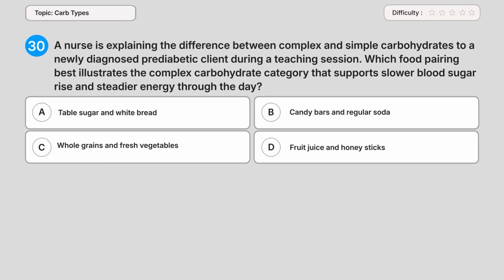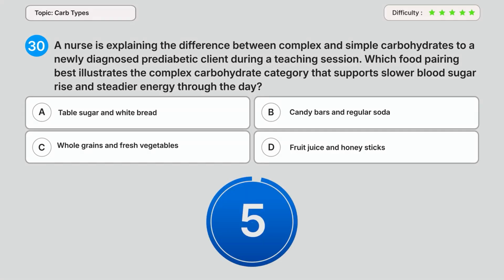30. A nurse is explaining the difference between complex and simple carbohydrates to a newly diagnosed pre-diabetic client during a teaching session. Which food pairing best illustrates the complex carbohydrate category that supports slower blood sugar rise and steadier energy through the day? A. Table sugar and white bread. B. Candy bars and regular soda. C. Whole grains and fresh vegetables. D. Fruit juice and honey sticks. Can you guess the answer?